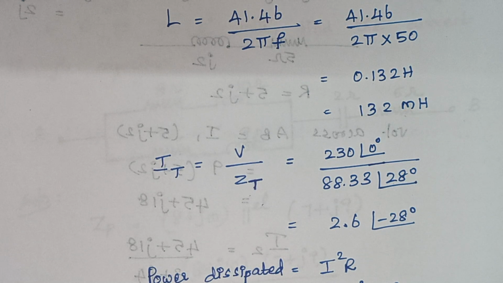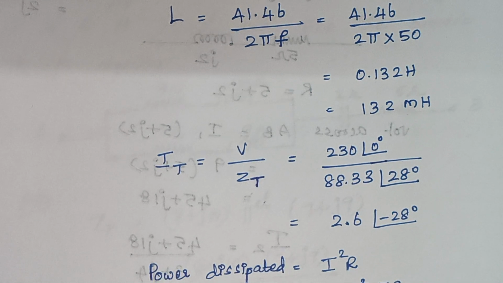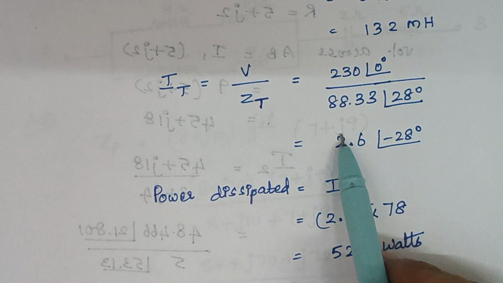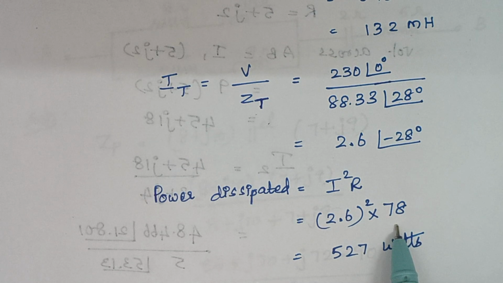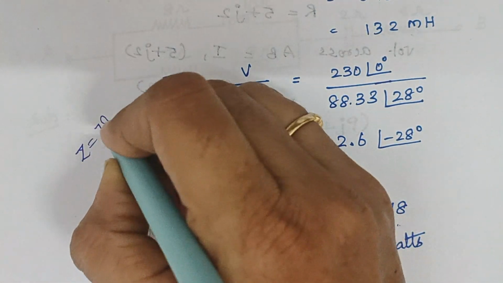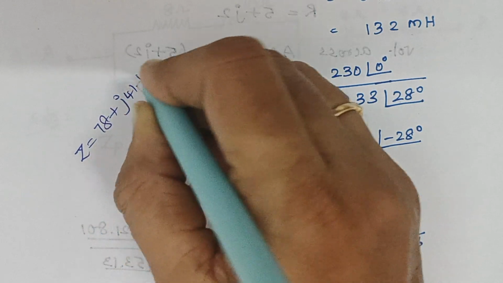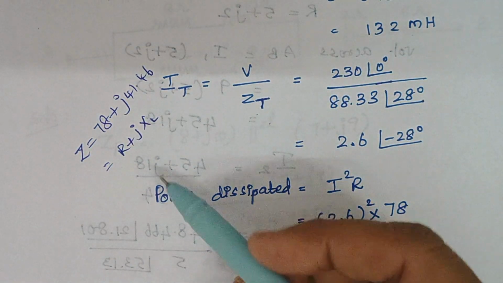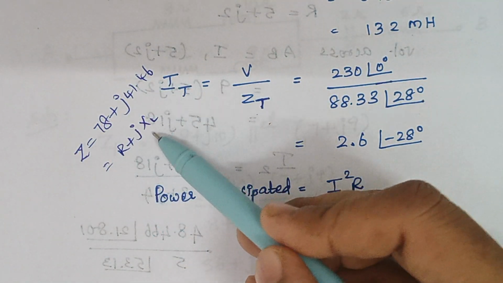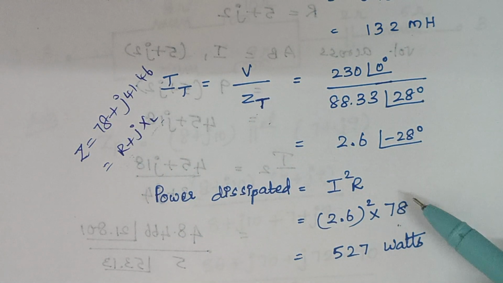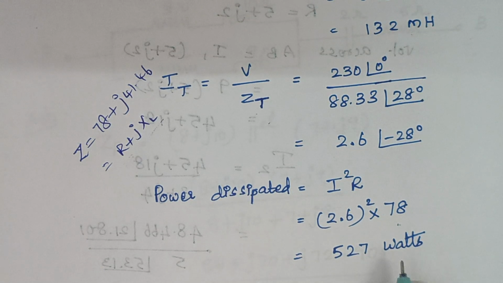Apart from that, we need to calculate the power dissipated. Power is given by the formula I square R, right? We know the value of I, we know the value of R. How to calculate the R here? You see, the value of Z is calculated as 78 plus j 41.46. This means that this is R plus j XL, right? From this expression we take the value of XL as well as the value of R. So just substitute and here the value is 527 watts.